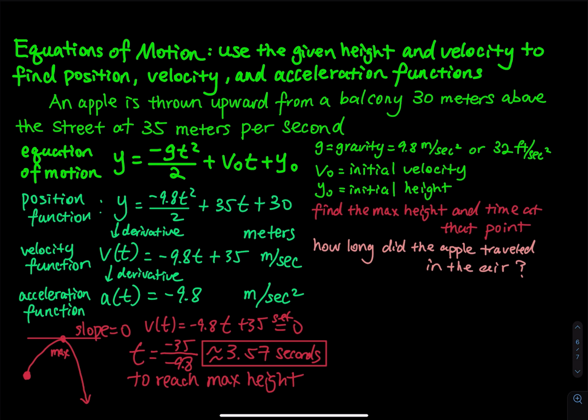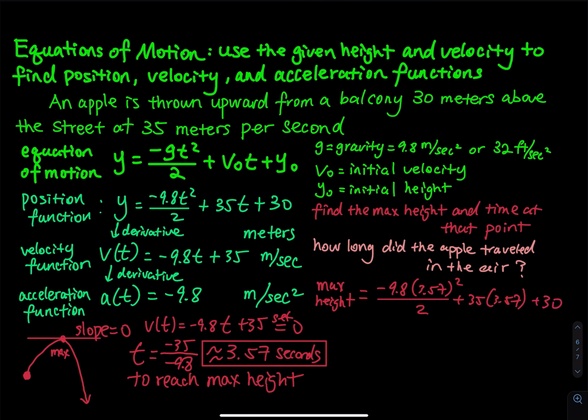So you have to plug in t equals 3.57 to where? You are looking for the maximum height, so you are looking for the position, right? Therefore, you have to plug 3.57 into the position function. So the max height is equal to negative 9.8 times 3.57 squared divided by 2, and then you add 35 times 3.57, and then plus 30. So what is that equal to?